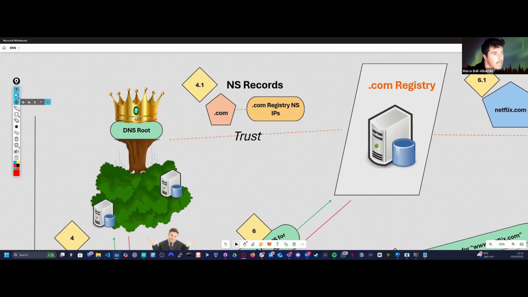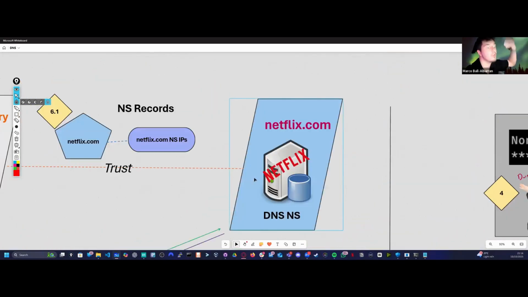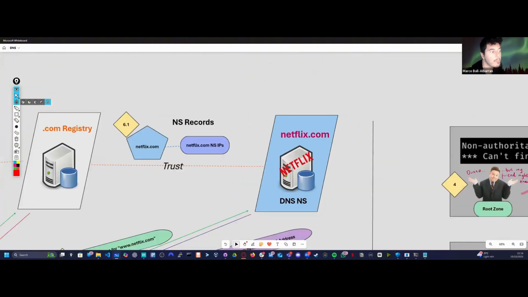They give me the .com name servers. The .com servers don't have the answer we're looking for, but they know a friend of a friend, and they give us the Netflix.com name servers. Those Netflix.com servers finally are authoritative enough to give us that final authoritative result. So this process end to end, a query being asked and resolved, is DNS resolution. Okay, that's it from a high level. I trust that makes sense.